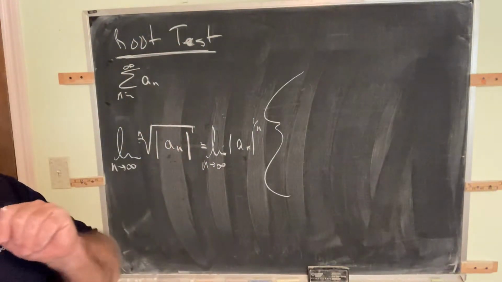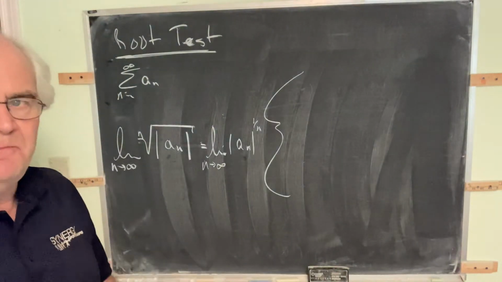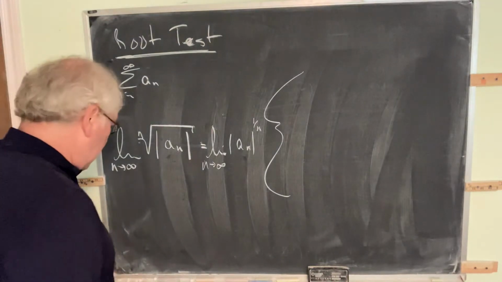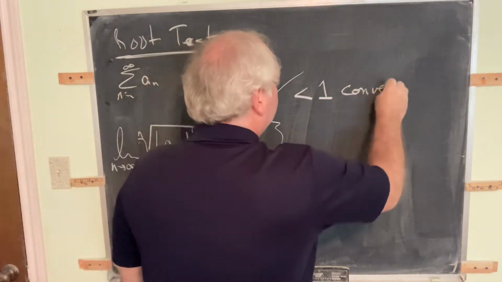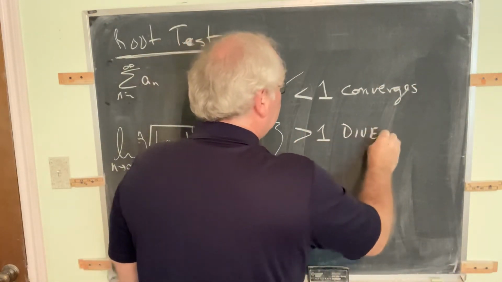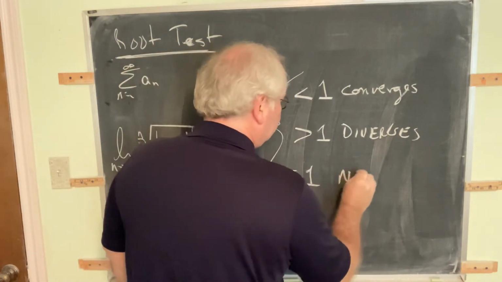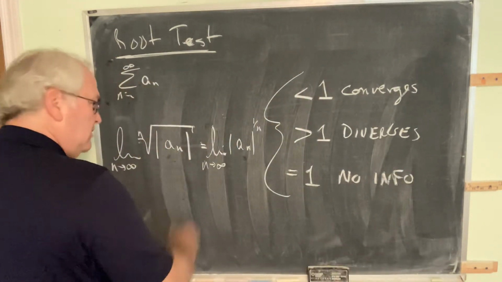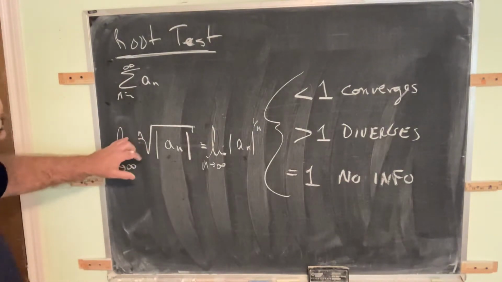And the conclusions here, the three categories, are precisely the same as the ratio test. That's why this gets appended on to the end of the ratio test. One possibility is if this is less than 1, then it converges. If this is greater than 1, it diverges. And if it's equal to 1, then there's no information. And so the conclusion rules are the same as for the ratio test. It's just you're computing the nth root.